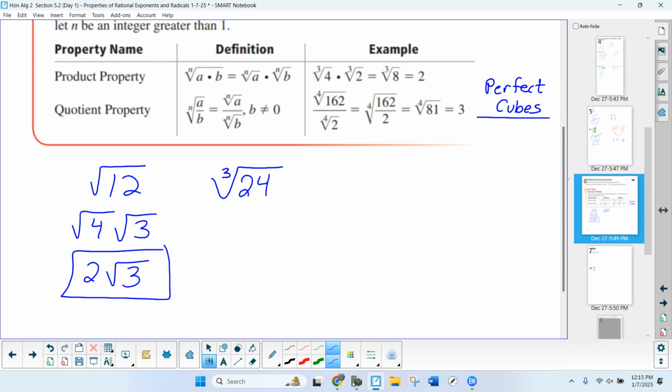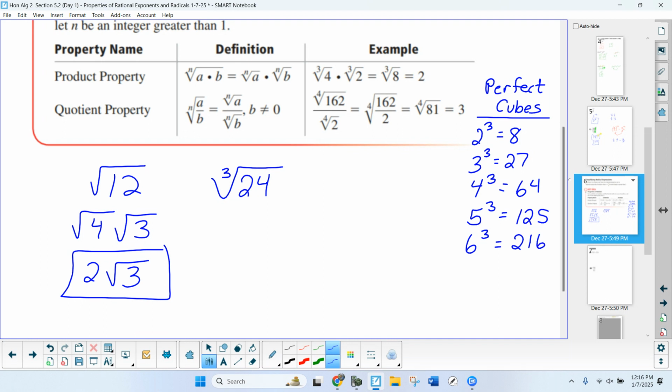What is 2 to the third? 8. What is 3 to the third? 27. What is 4 to the third? 4 times 4 is 16 times 4 is 64. What's 5 to the third? 125. And the last one you need to know is 6 to the third. What's 6 to the third? 216.